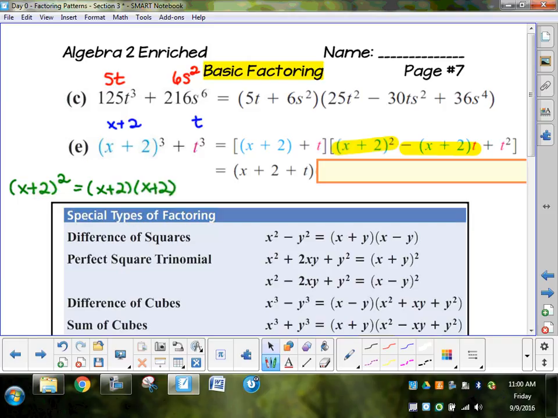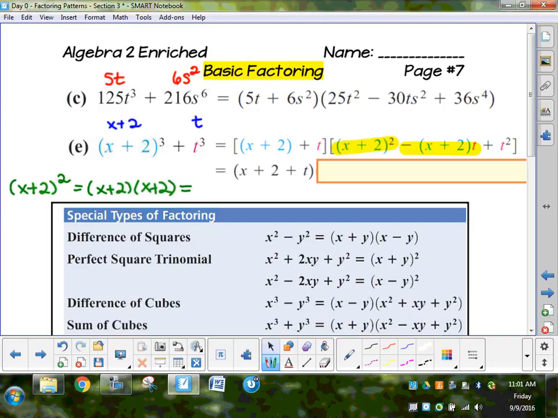I am a FOIL person: first, outer, inner, last. If you need to do your own little squares of joy, or whatever they're called, you're free to do so. But when I demonstrate it, I just do first, outer, inner, and last. So I take my first terms and multiply, because I'm evaluating the quantity x plus 2 squared, which I wrote out. Now I'm going to do the double distribution.